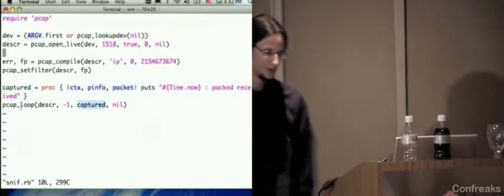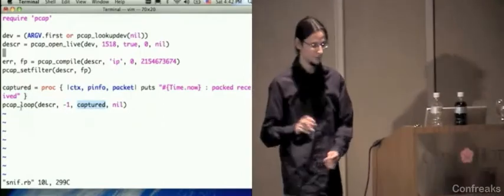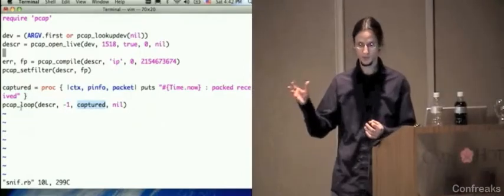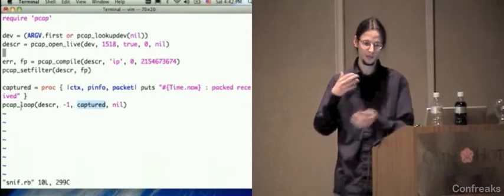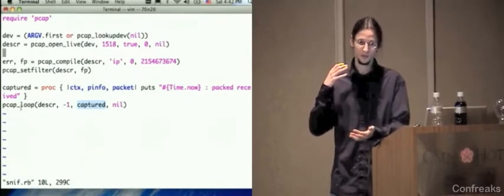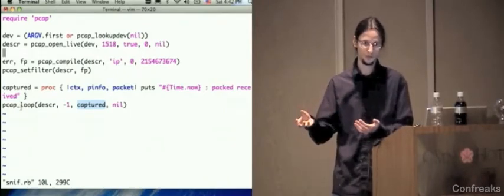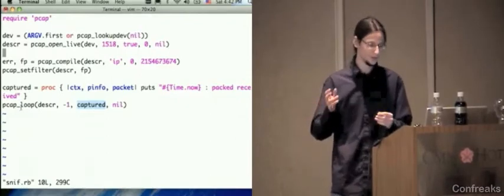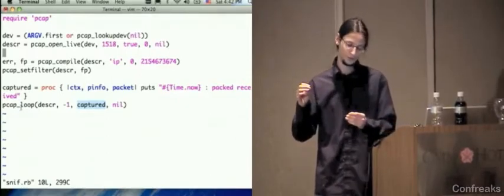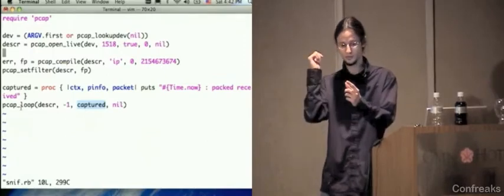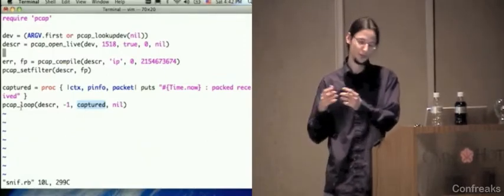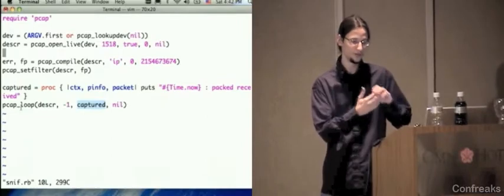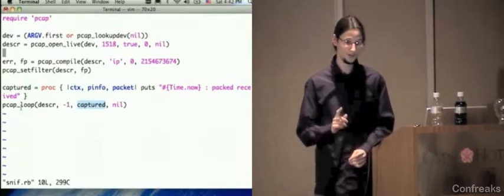RubyCocoa is very smart. When it detects a function pointer and you pass a proc object to it, it's going to dynamically create an assembly closure according to your architecture, if you're Intel or PPC, or 32-bit or 64-bit. And it's going to generate a closure that will call the Ruby proc object, and it's going to pass the closure to the C layer. And this is great.